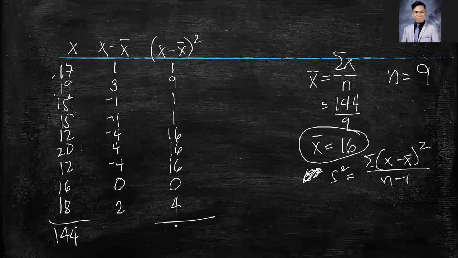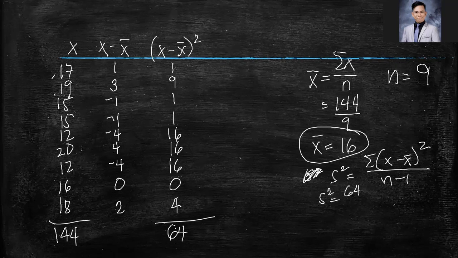Ilan ang sum? 64. Okay, so meron na tayong 64 doon sa numerator. So sigma squared is equal to 64. Ito na nga po siya.